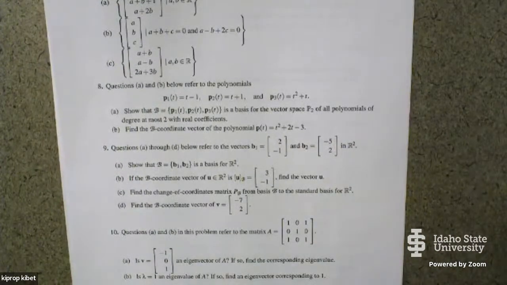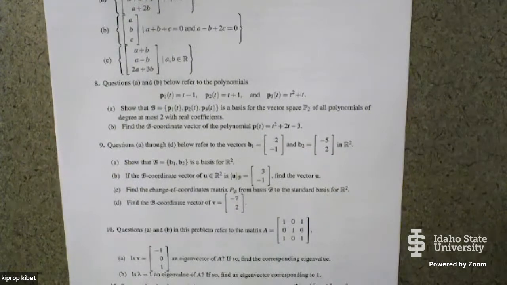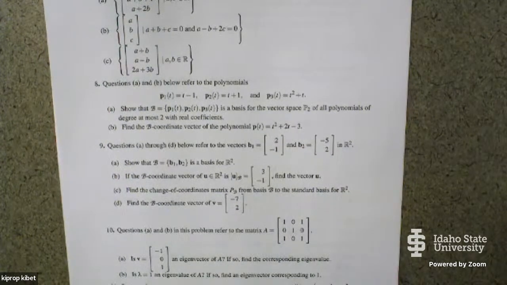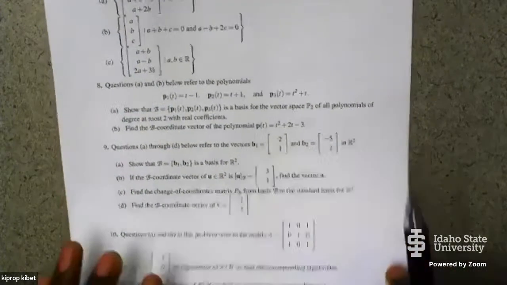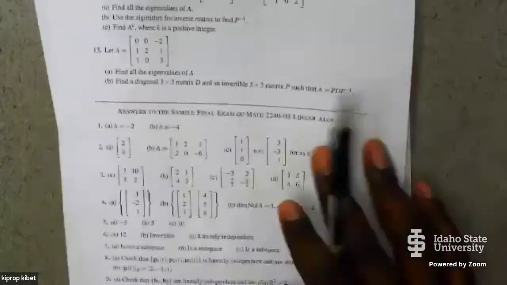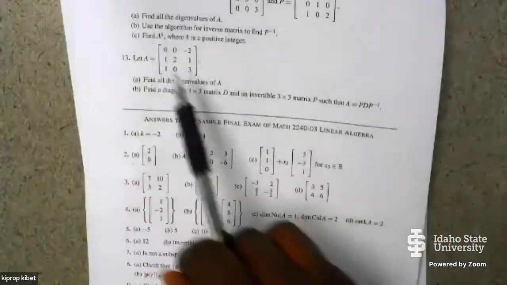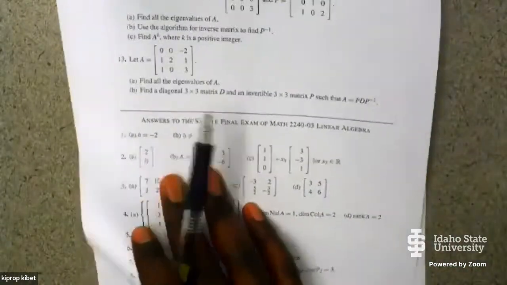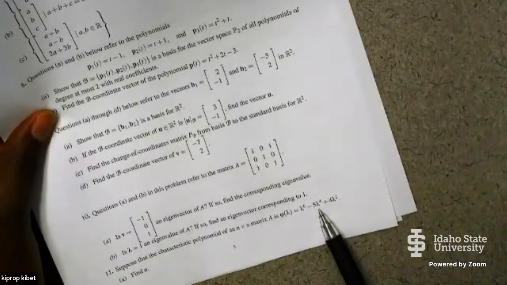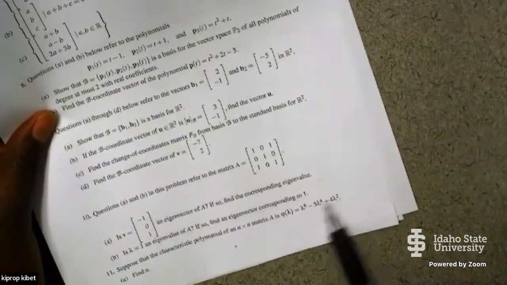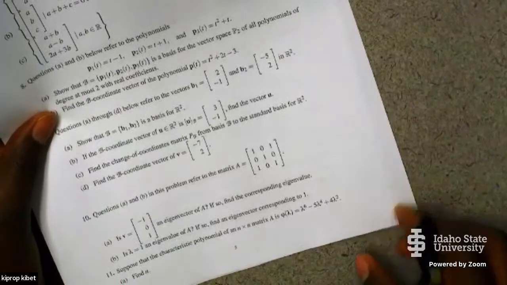Suppose the characteristic polynomial is this. Find n. So what is n? It's the highest power, right? And the highest power here is 6, so n will be 6. And then find the determinant. What did we say about the determinant? You replace lambda by 0. So the determinant here will be 0.